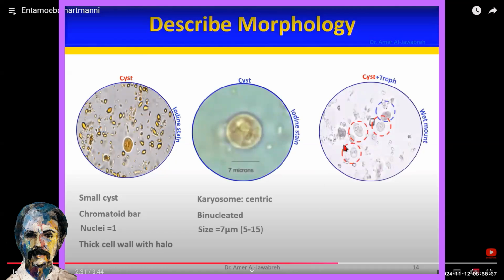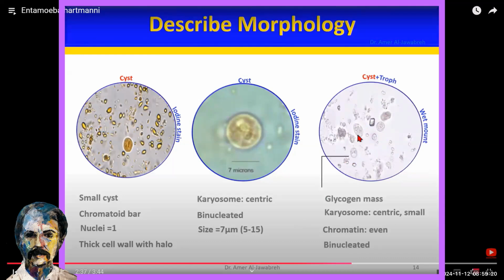If you look here, this is a wet mount, and we can see this is the cyst. The three here are the cyst, and this one is the trophozoite. And in the cyst, you can see one nucleus here, one nucleus here, one nucleus here. There is a vacuole here. If you see down here, there's a vacuole. Chromatoid bar maybe here. I can see it. This is circular. This is oval, a little bit in between. This is the trophozoite. So in reality, you might not see the ideal picture.